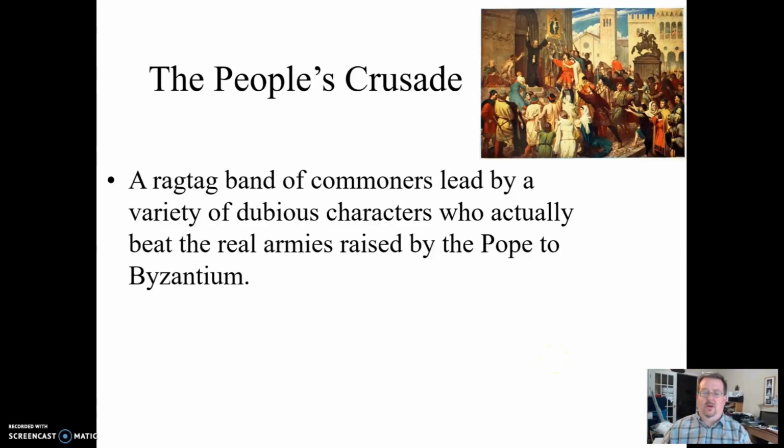Now, the first group of people who made it to the Byzantine Empire wasn't actually a military unit. It was a huge band of commoners, tens of thousands of people, who were led by a variety of dubious characters, ranging from a tailor to, at one point, a goose, who showed up. They had heard the call from the Pope and set off to set the world to right. This, of course, is not going to work well.